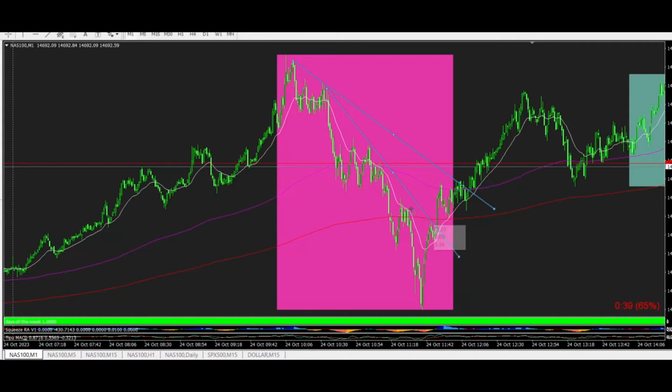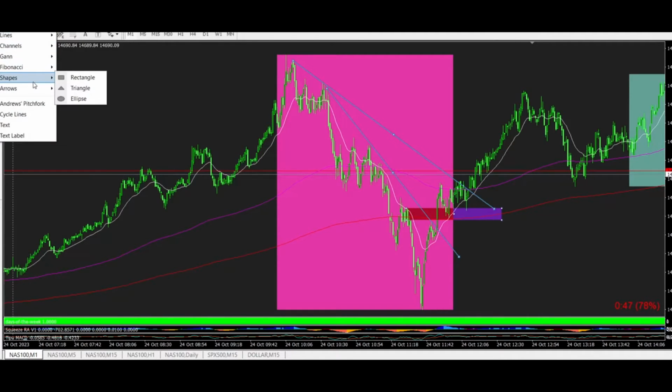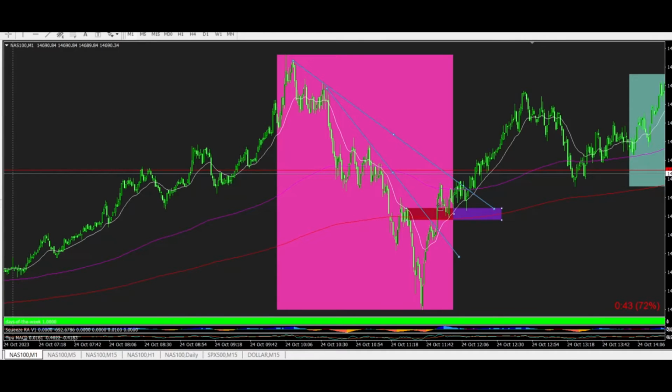So let's be real precise and look at how it respects the 50% of this breaker. And then price takes off to the upside. But that's after we saw it break a trend line. And you'll also find this fair value gap right here. And if we draw out the fair value gap, more than likely it will be around the 50% level of that fair value gap.